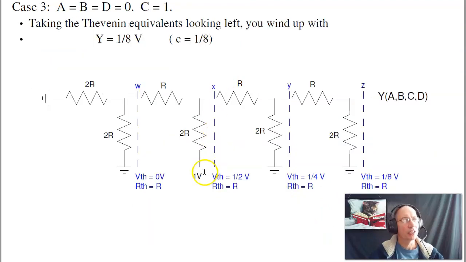Now let's look at C. Take the Thevenin equivalent looking left, I see R. At X looking left, I see 1/2 volt and R. At Y looking left, I see 1/4 volt and R. At Z looking left, I see 1/8 volt and R. So the output is 1/8 volt.